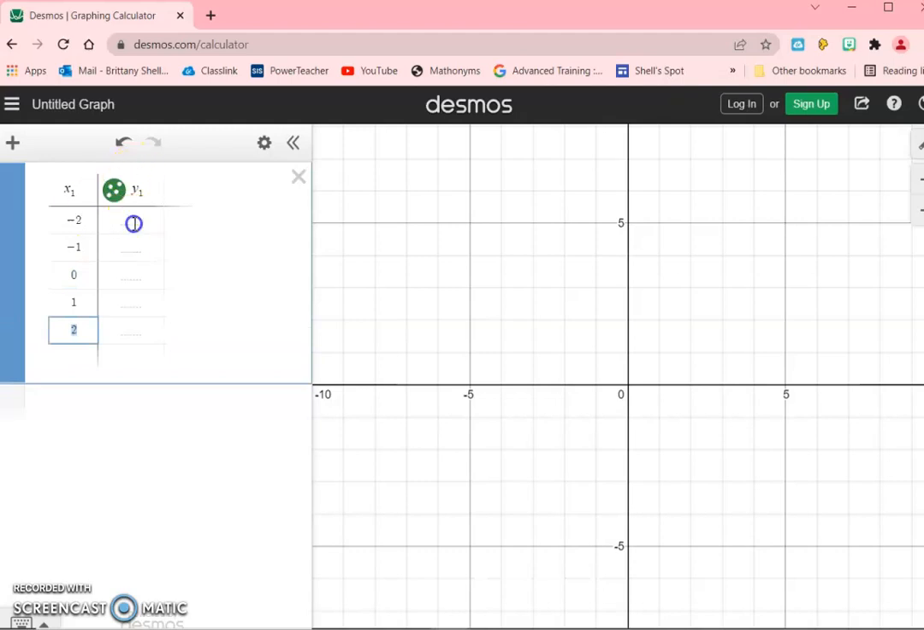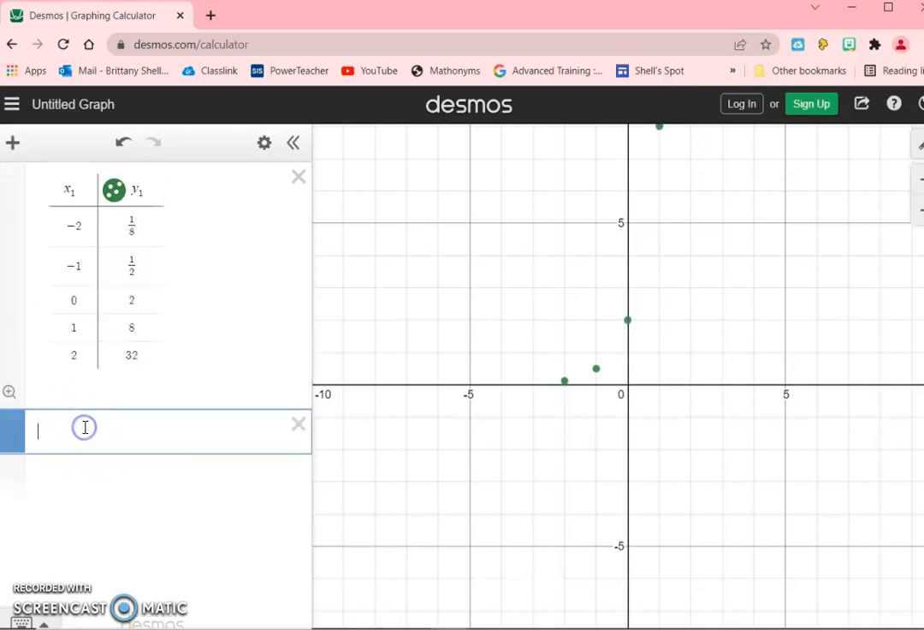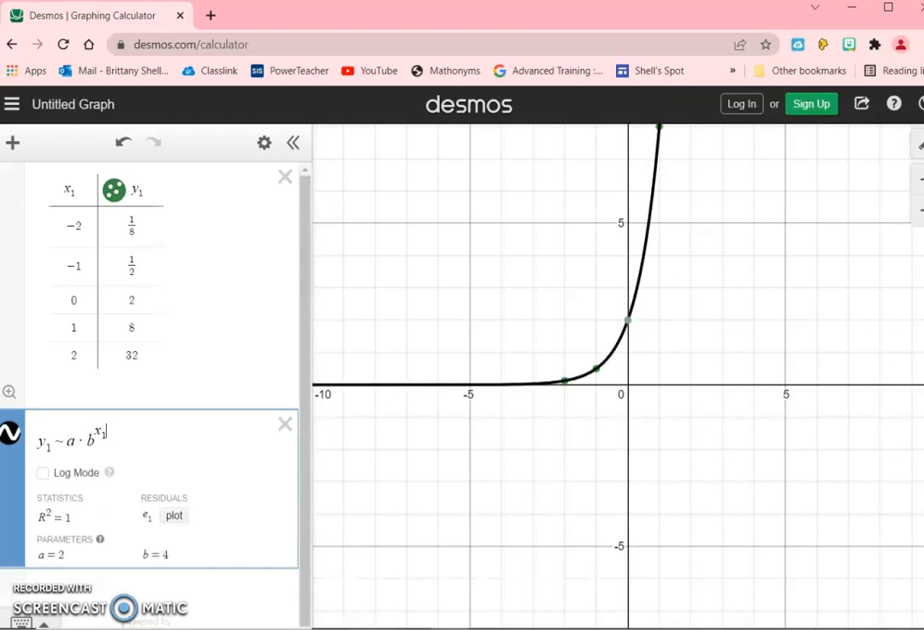Remember, if you put in your x's first and they're in chronological order, Desmos will try to help you generate those values. So we have 1/8, 1/2, 2, 8, and 32. To get Desmos to generate the equation, we're going to put in y sub 1, a tilde symbol, so it's shift in the button right beside your 1. And then we're going to use our equation for an exponential function, which is y equals a times b to the x power.